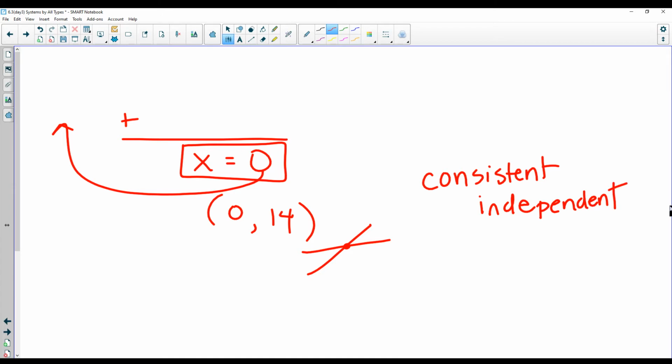Okay, so the same labels that we had before, it just comes out a little bit different. It's either going to be 0 equals 0, or you have 0 equals something that doesn't work. Okay, so this would be one solution here. And finish it off because the lines cross once.